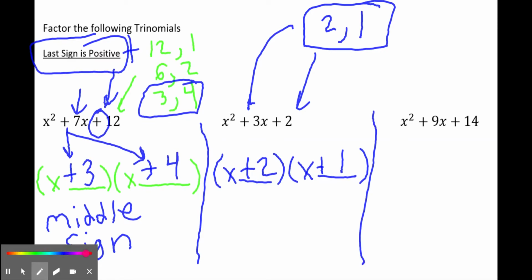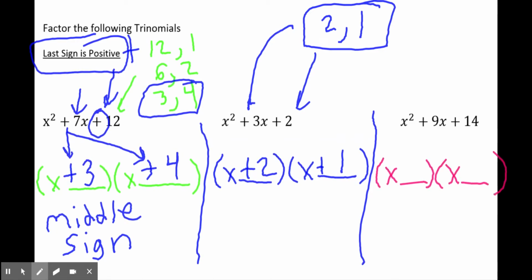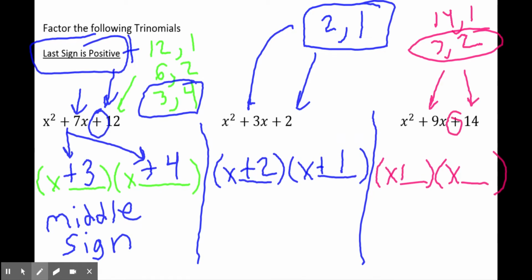All right, let's try another one. Let's say we have this, start with x blank, x blank. Numbers that multiply to give me 14 would be 14 and 1, 7 and 2. Those are the ones I can think of right now, but I do see that 7 plus 2 would give me 9. Last sign is positive, so they both get the middle sign.